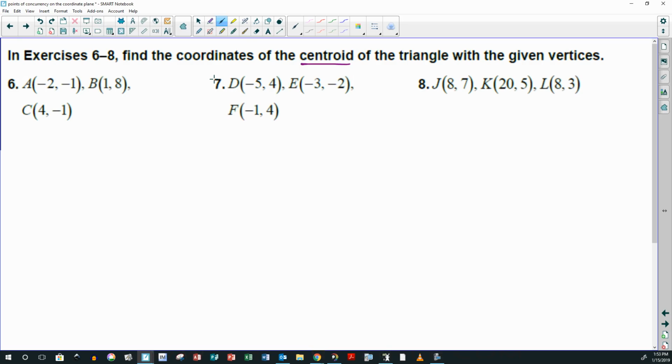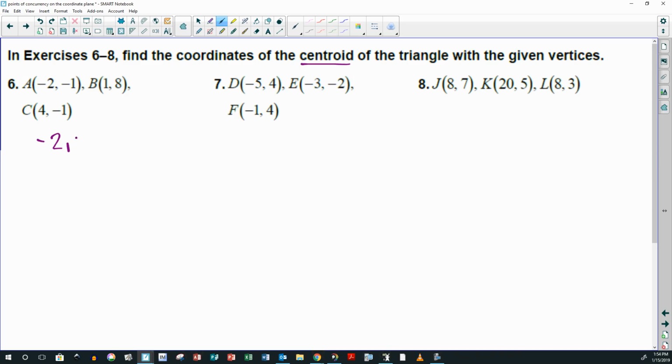Now, if it's in the dead center of my triangle, what other kind of point is in the middle of something? A midpoint. A midpoint is in the middle of 2 points, right? Are you with me? Okay. So if a midpoint is in the middle of 2 points and a centroid is in the middle of 3, do you see a pattern? So to find the midpoint, we add 2 points and divide by 2, right? So to find the centroid, you're going to add 3 points and divide by 3. And that's all you're going to have to do.